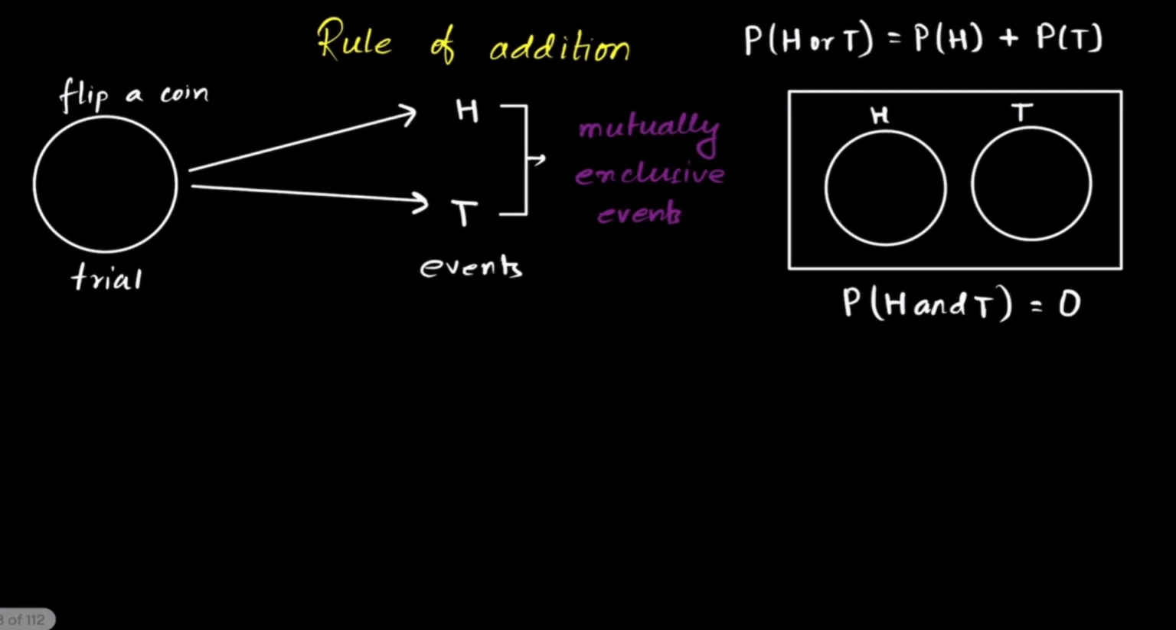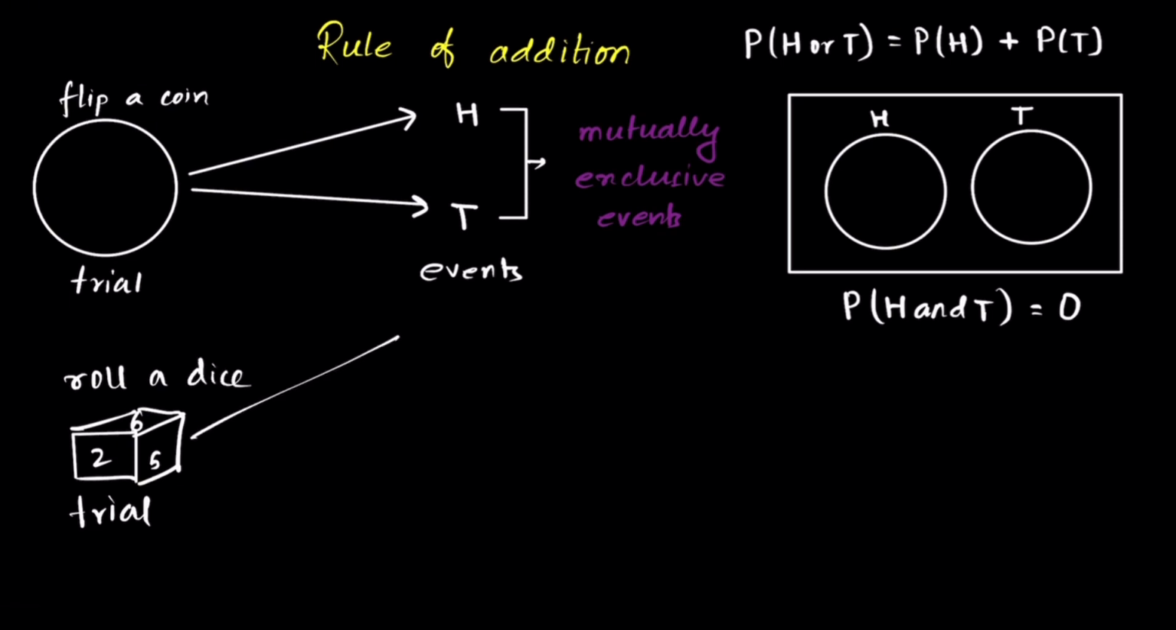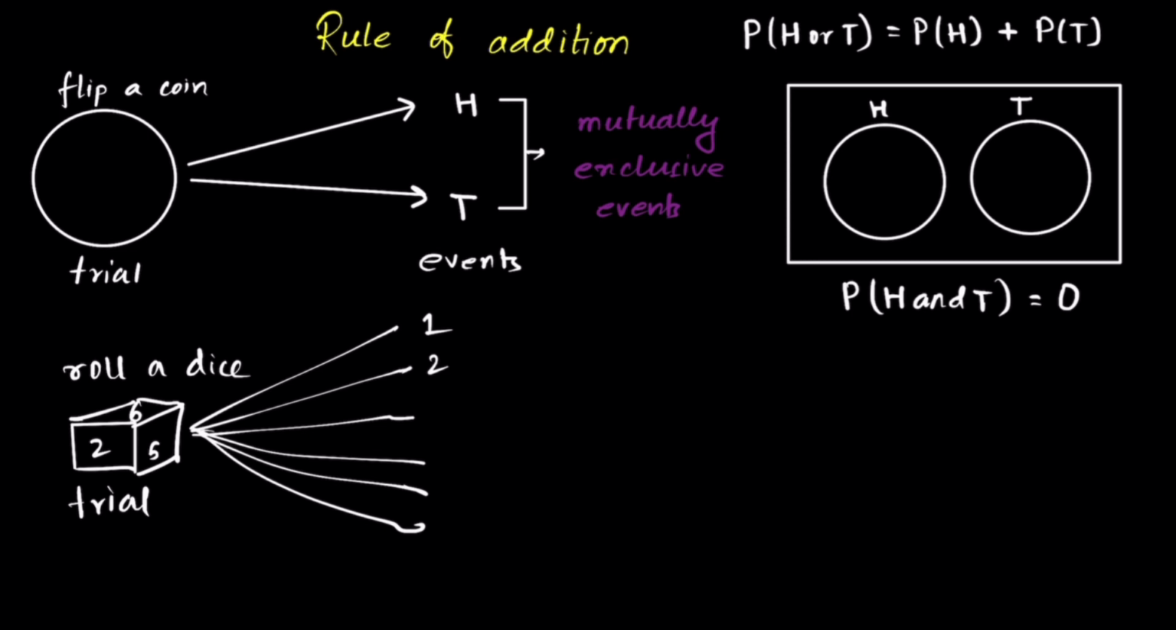Let's say I have a dice right here. So I carry out a trial. The trial is rolling a dice. Once I roll the dice, there are 6 different possibilities. I either get 1 or 2 or 3 or 4 or 5 or 6.